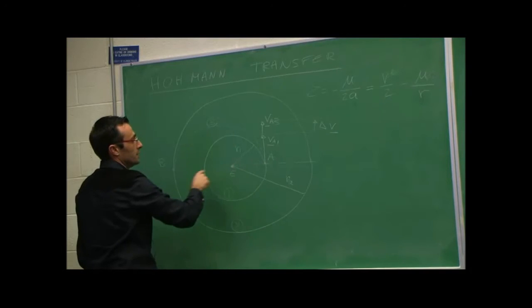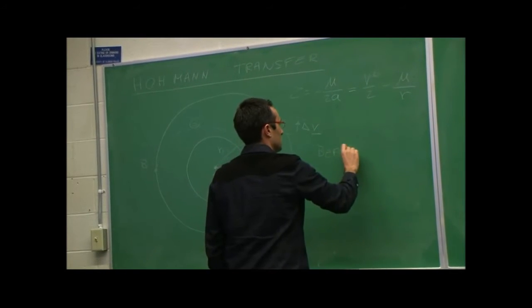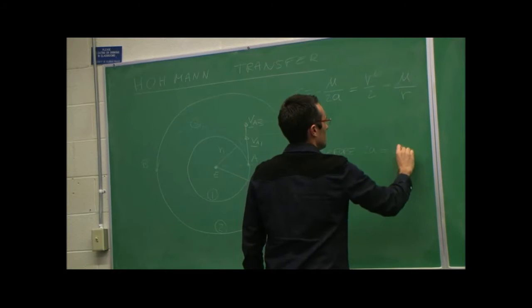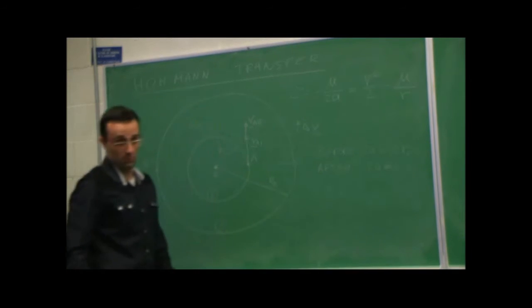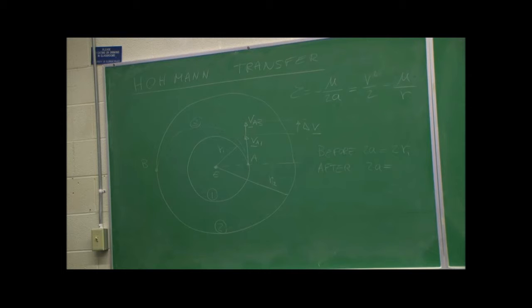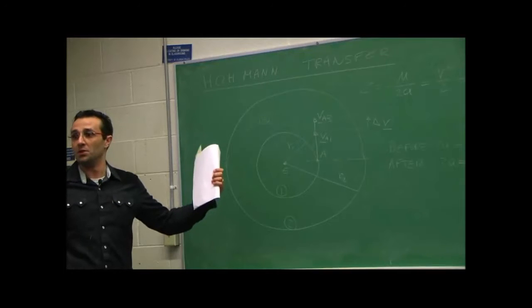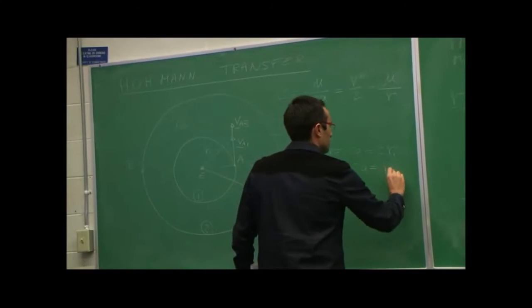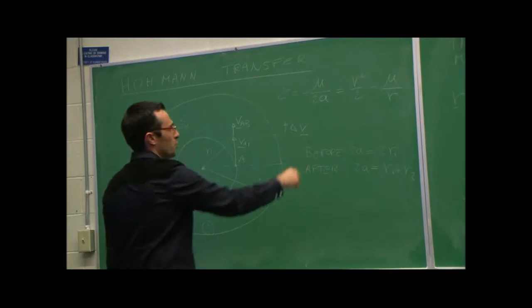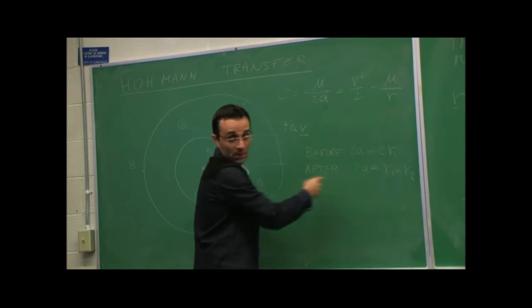Before I do that, my 2A is what? Is 2R1. So before the burn, 2A is 2R1. After, what is it? 2A is the entire length of the major axis. It's not the semi-major axis. It's the length between apogee and perigee. So it's R1 plus R2. Do we see that? Now, which one of the two is bigger? This, right? Do you see that?